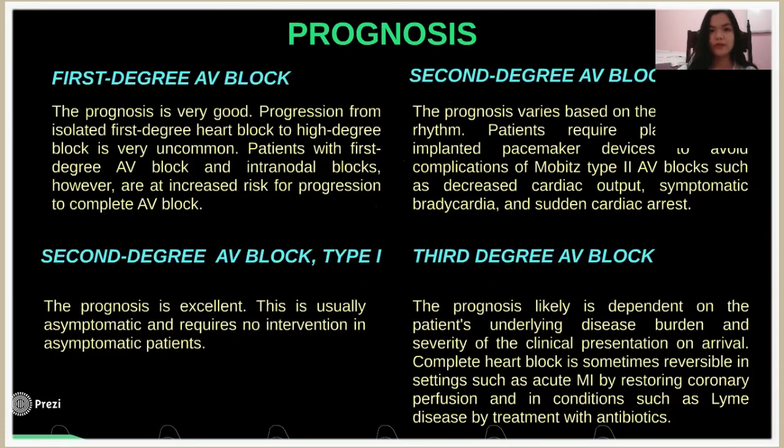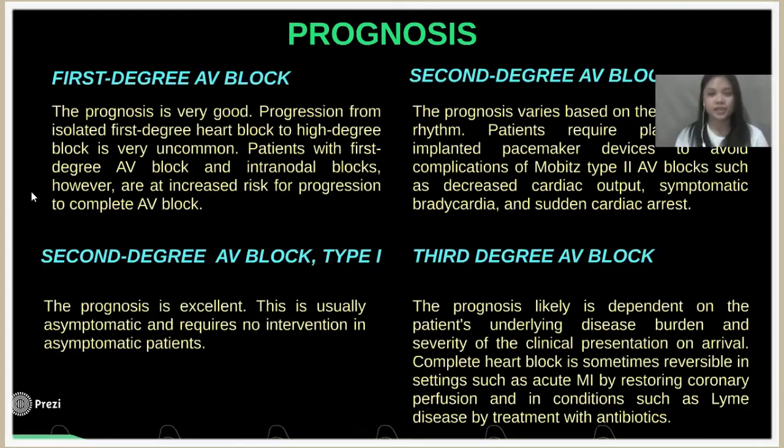Now, we are going to discuss the prognosis. For first-degree AV block, the prognosis is very good. Progression from isolated first-degree heart block to high-degree block is very uncommon. Patients with first-degree AV block and infranodal blocks, however, are at increased risk for progression to complete AV block. For second-degree AV block type 1, the prognosis is excellent. This is usually asymptomatic and requires no interventions in asymptomatic patients.